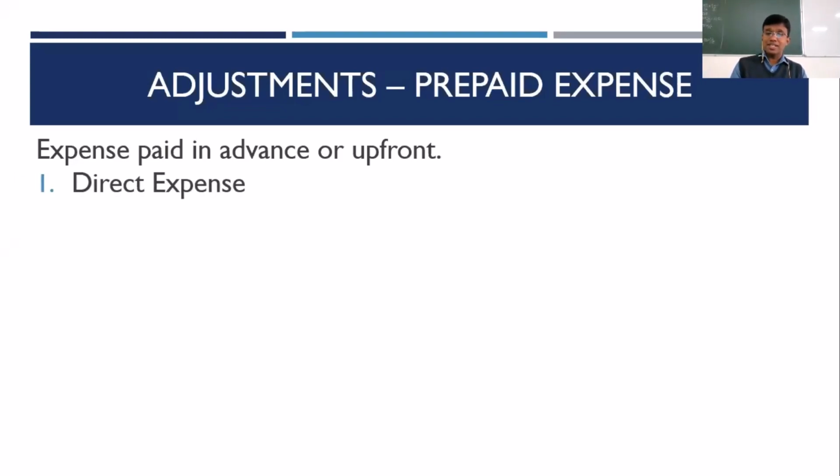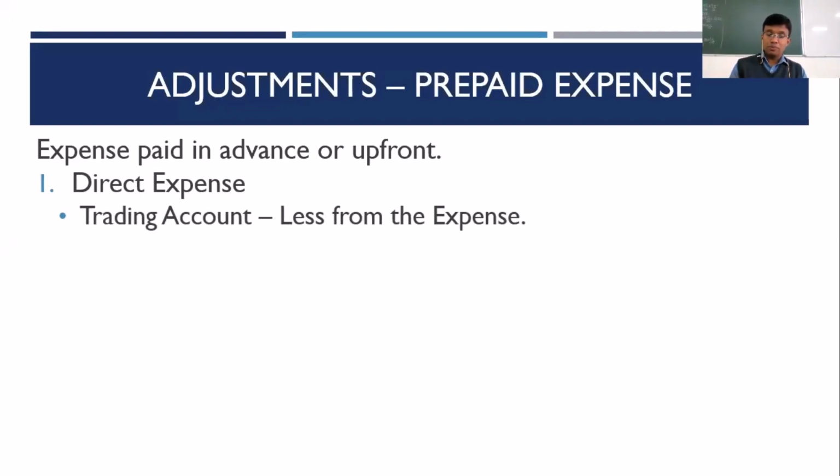Now, prepaid expenses, again, you can have of two types. You have direct. If it's direct, it would be treated in your trading account, and the second place that you'll be treating is your balance sheet. In the balance sheet, you'll be showing prepaid expenses as a current asset. Now, when it comes to treatment in your trading account, what you have to do is subtract it from the main expense.